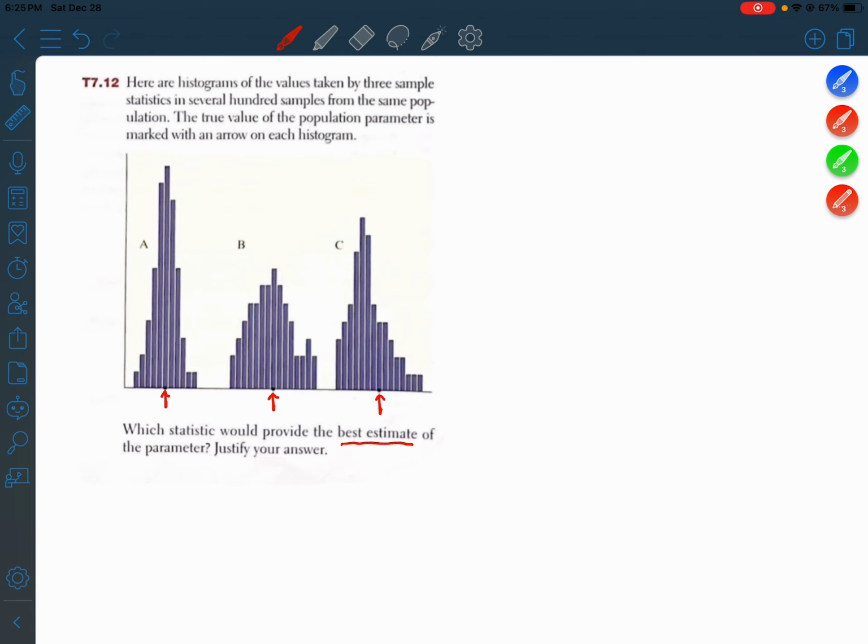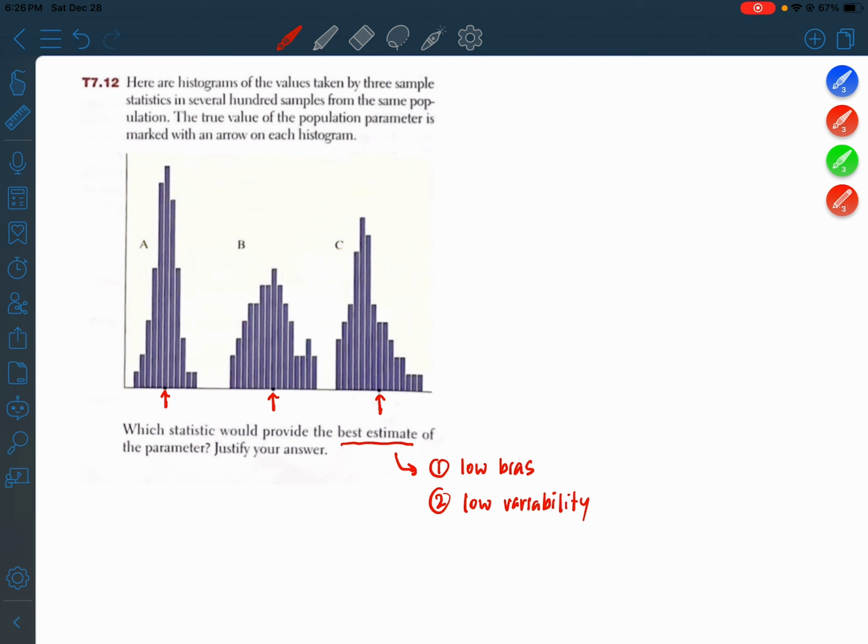Justify your answer. All right, so the best estimates have 2 things. Number 1, they're low in bias, and number 2, they have low variability. Okay, so low in bias just means that it's not tending to overestimate the true value, or there's no tendency to underestimate the true value. In fact, we should have roughly the same number of estimates that are below and above the true value. Okay. And then low variability just means that the estimates are close to the truth. Okay. So the graph should be narrow, not wide.